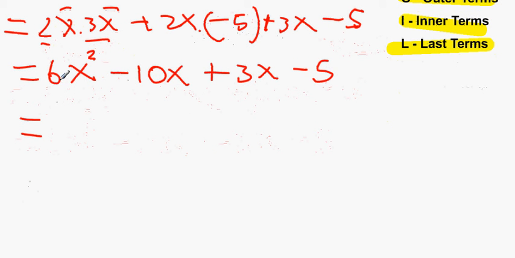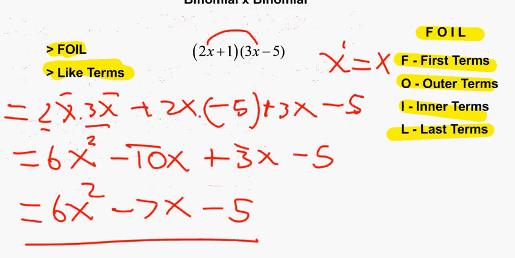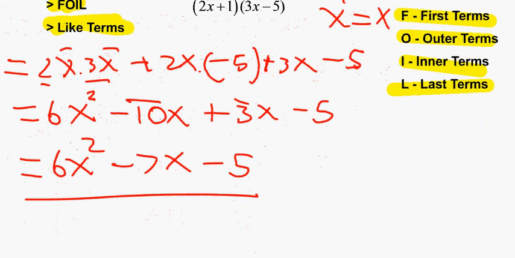Is there any other x squares here? No, there isn't. So there's only that one there. That's x squared. Now minus 10x plus 3x, those are like terms. So minus 10 plus 3 will give us minus 7, right? And then minus 5 is just the last number there. So that would be the simplification of this, a binomial and a binomial.